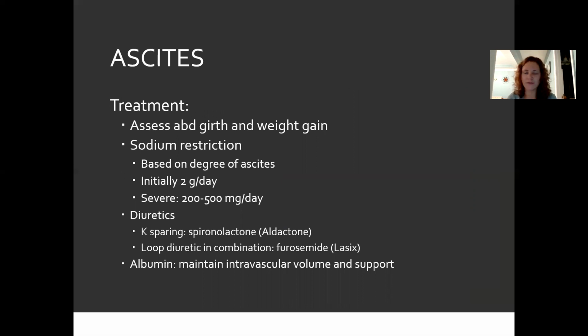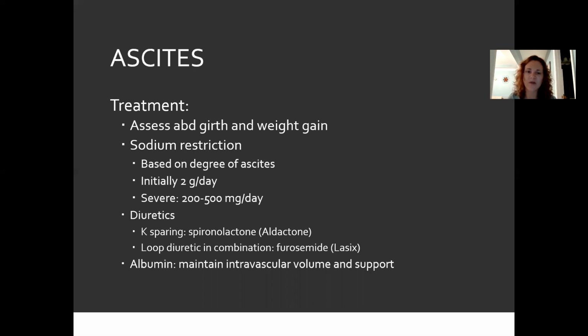So what are we going to do for patients who have ascites? Well, we want to assess their abdominal girth and weight gain to monitor how much fluid they're retaining at a time. They should be on a sodium restriction, based on the degree of ascites they've experienced. The doctor will let us know if they need that. Initially 2 grams a day. If they're severe, if they're having a lot of complications from the fluid retention, then they may need to go on a 200 to 500 milligram per day restriction of sodium.